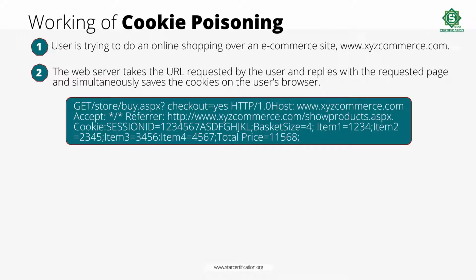Here, in the given cookie, the user is trying to buy some item from an e-commerce site, for instance www.xyzcommerce.com. The basket size equal to 4 is given, which means there are 4 items added in the e-cart along with the product or item code. Also, the session ID is generated.